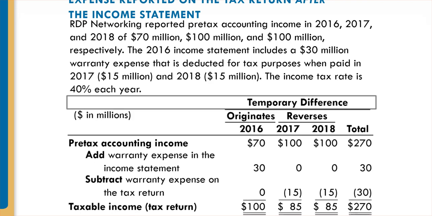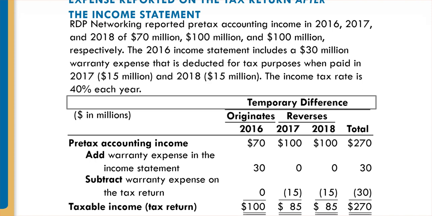So the originating year is the year when we accrued for warranty expense. And when we do our taxes, we do not get to deduct the warranty expense. So we have to pay taxes on more. We end up having to pay taxes on the 100 million, and we're going to pay 40% on that. And I think that's 40 million, isn't it? So you can tell by looking at this that our income tax payable, a current liability, is going to be 40 million in that first year.